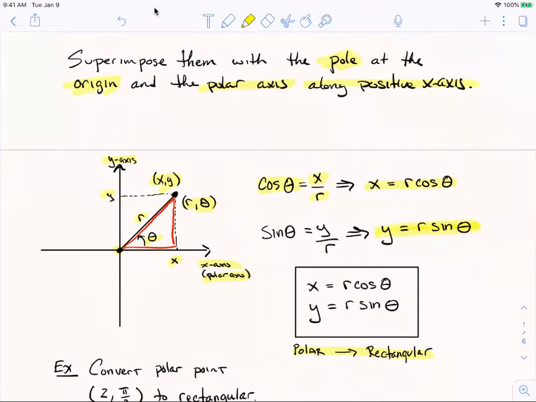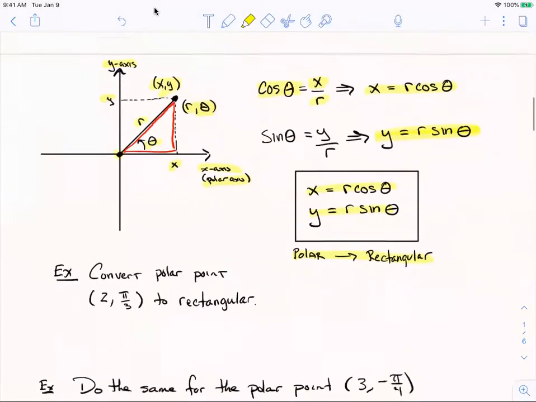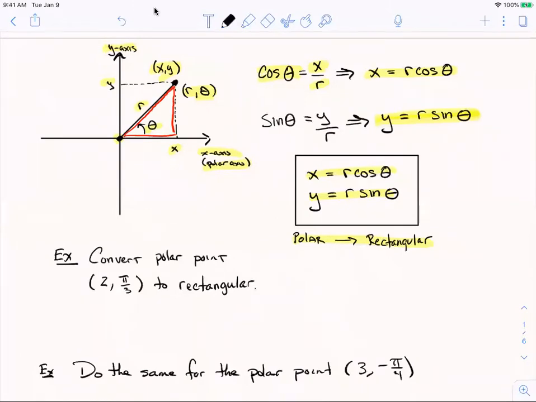If you want to convert a point from polar coordinates to rectangular coordinates, those two formulas are how you do it. You do it with those trigonometric functions. Let's try it a little bit here. I've got a polar point.